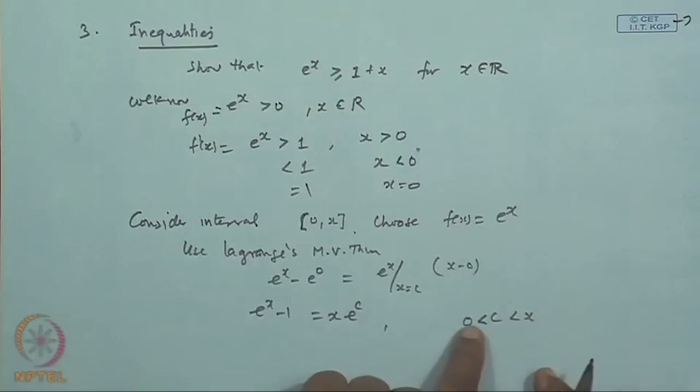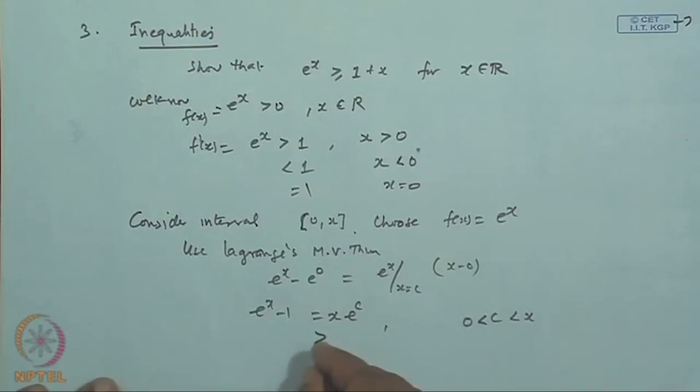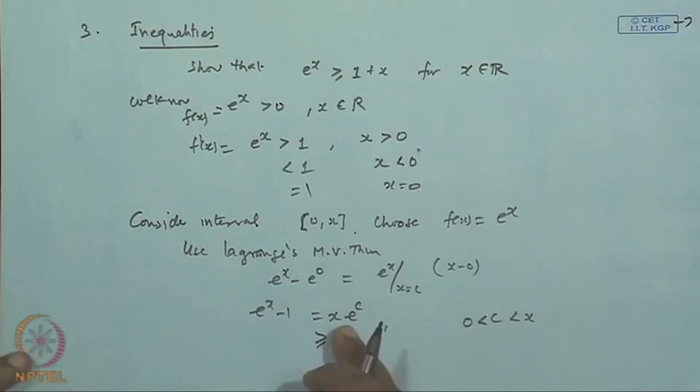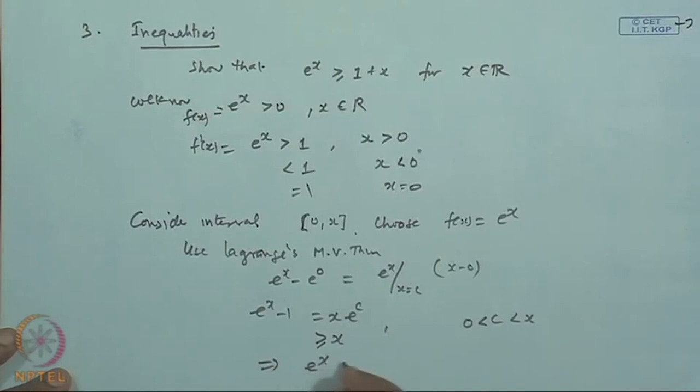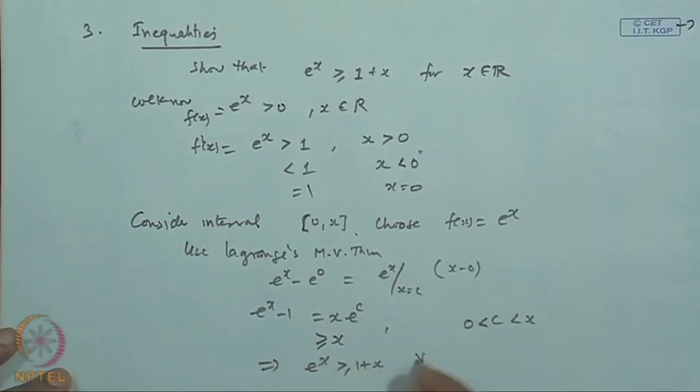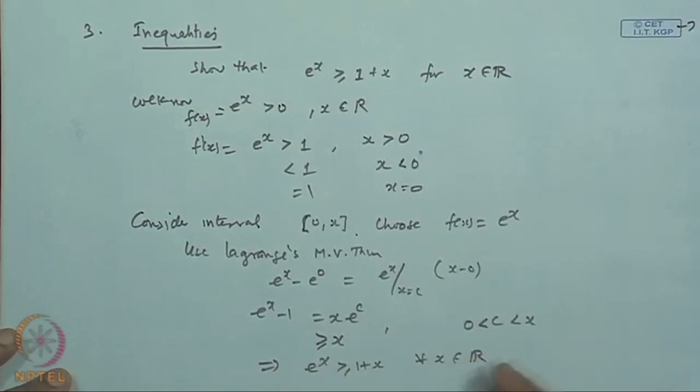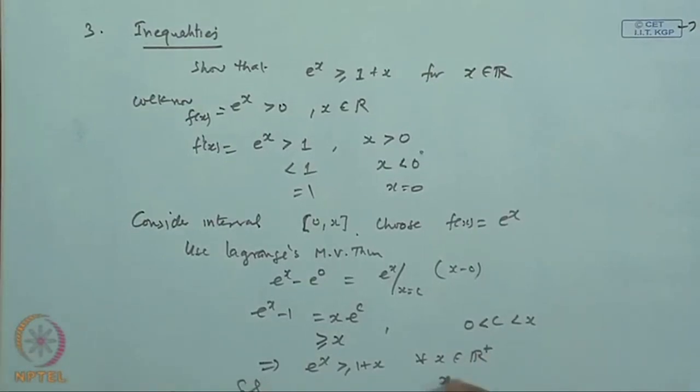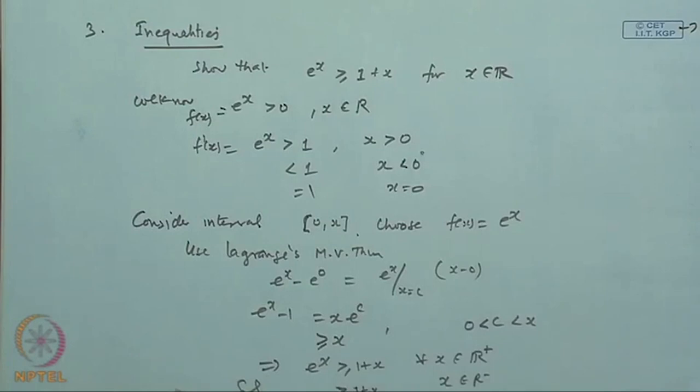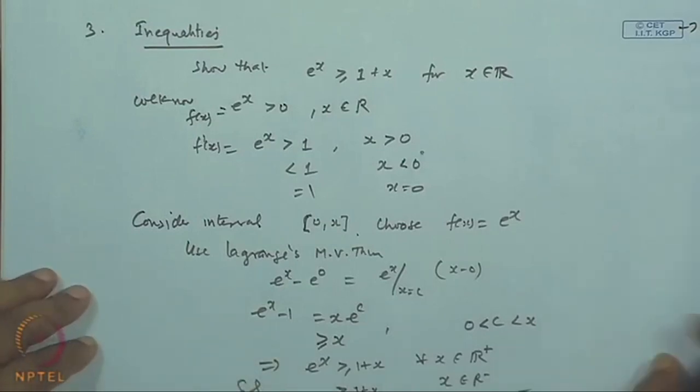Since c is greater than 0, e to the power c will be greater than 1, so it is greater than or equal to x. At the least, when c is equal to 0, it is 1, so it is x. So this shows e to the power x is greater than or equal to 1 plus x for every x belonging to positive R. Now similarly, we can show it for x belonging to negative R. Hence for all R it is true. So this can be shown.